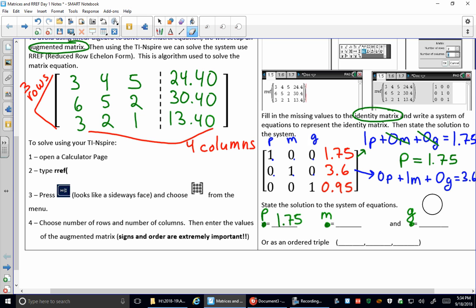And so we go back to that notion of, what is this telling us? And the better I can understand this, I don't have to write this down every time. I'll know my answers. So here we have 0p, we have 0g, and so we have 1m equals 3.6. And so the last one, so this last row, I have 0 p's, I have 0 m's, but I have 1 g. So they're telling me that g is 0.95.